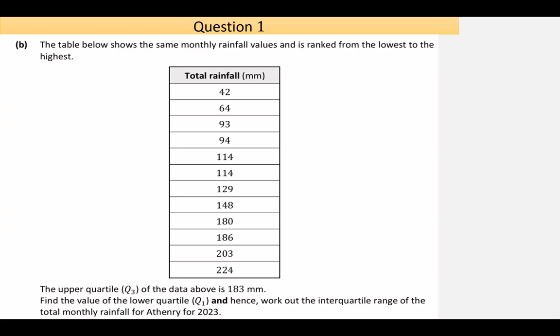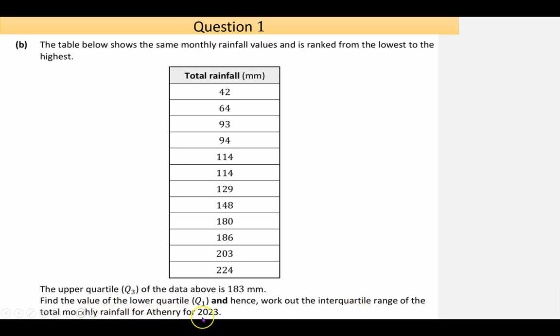Now, part B then says the table below shows the same monthly rainfall values and is ranked from the lowest to the highest. You see the data that we just saw in the previous table organized from smallest to biggest. So they're going to be looking for the median at some stage, which is just the middle value. It says the upper quartile Q3 of the data above is 183.